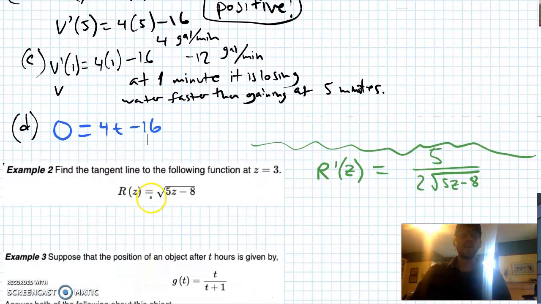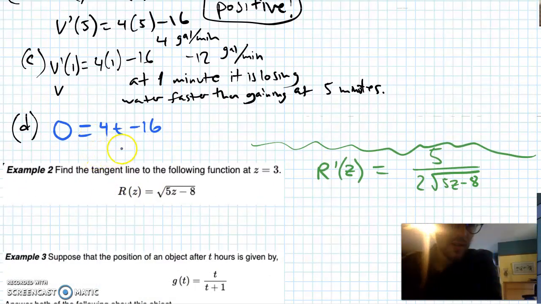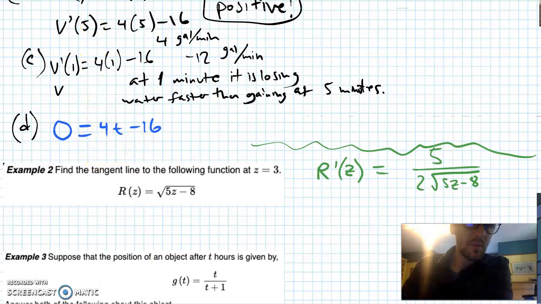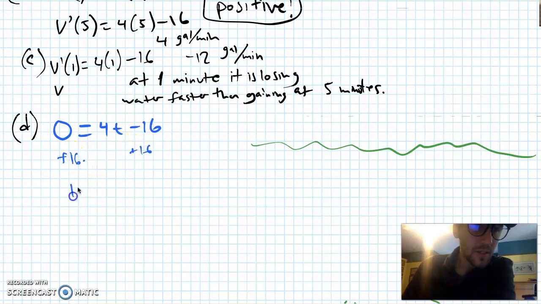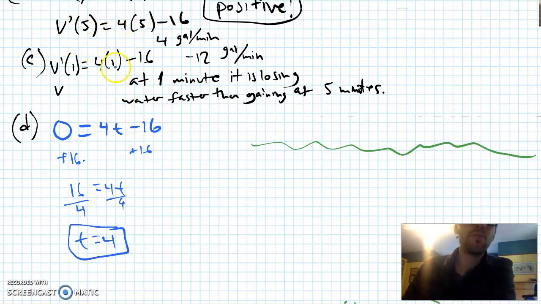Interesting. So I could now try to solve for t. Let me insert a bit more space. I didn't insert enough before. And I would add 16 to both sides. Some of you may already see the answer. Divide by 4. Well, at t equals 4, we have a zero, or a root of the derivative. So it means the rate of change at time 4 is zero.